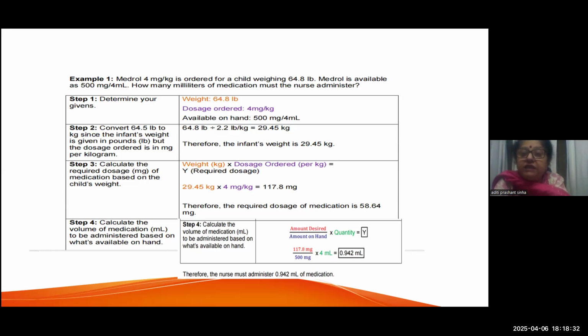So 117.8 is the desired strength, and availability is 500 mg. Volume is 500 mg per 4 ml. So it is 4 ml. And if you calculate, you can use the calculator. If you calculate, you are going to get 0.942 ml. Now you cannot give 0.942. So you have to make it 0.9 ml to get the accuracy of the medication. Is that clear? Okay. Now next move on to another example.